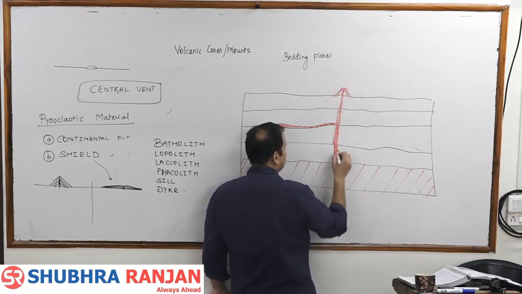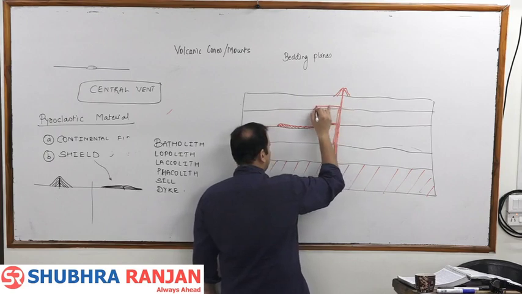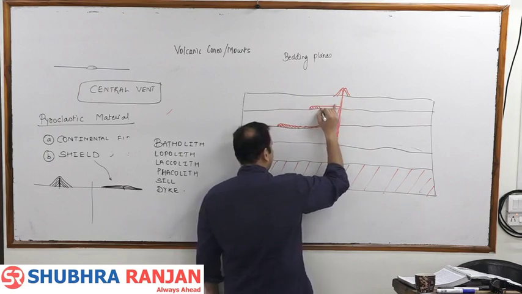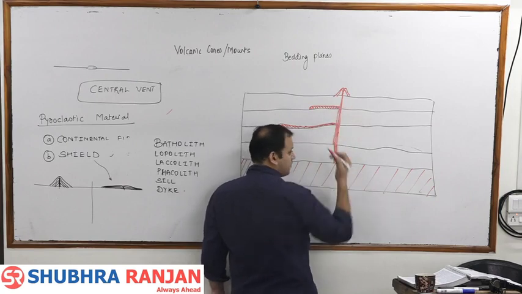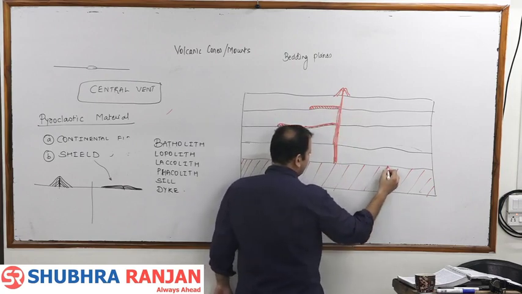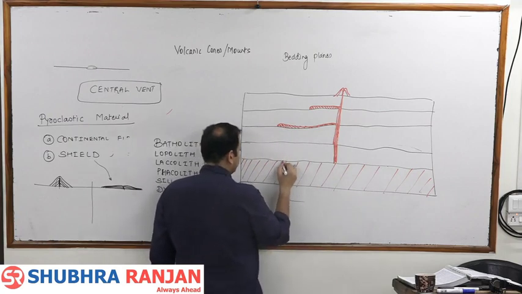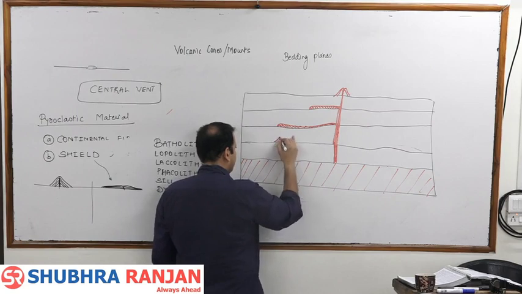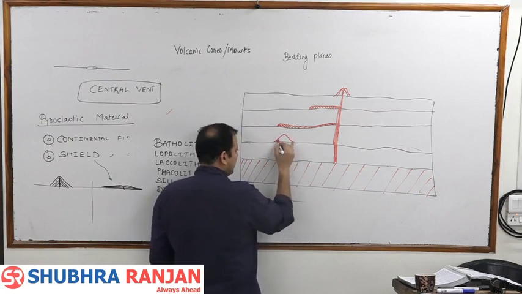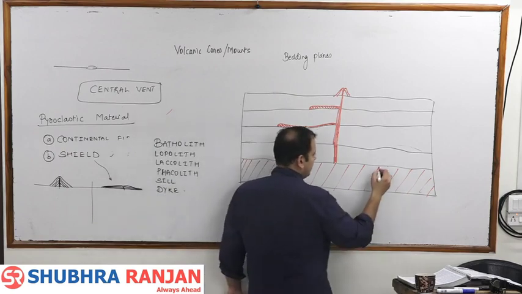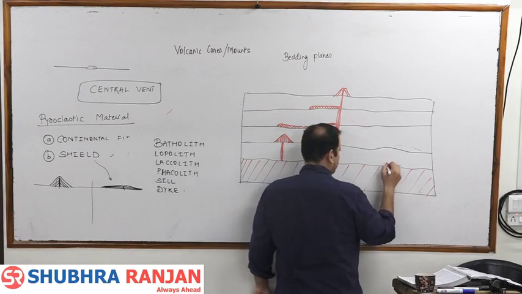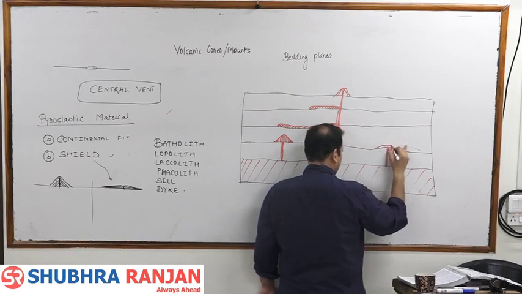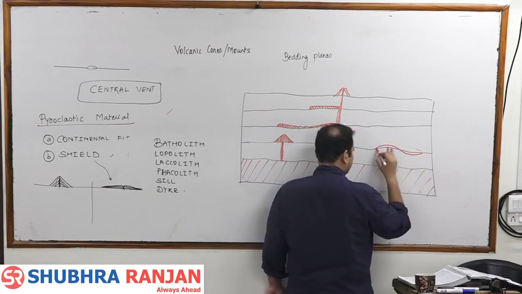But हम अभी क्या कर रहे हैं? We are going to do intrusive. Sometimes it will come up and solidify like this. Shapes will be different. Sometimes it will come up from maybe from here and solidify like this. ये छोटा plug है which is coming up. Sometimes it will come up from here and it may solidify like this.